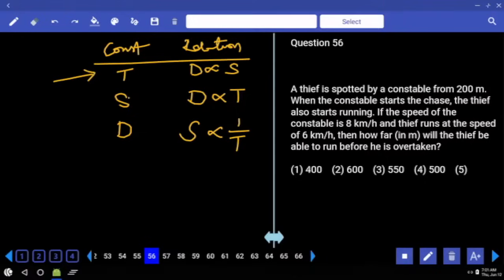Here in our question we use this. Because time is constant, distance is directly proportional to speed. Speed's ratio we already have, 8 and 6. Distance ratio also should be 8:6.